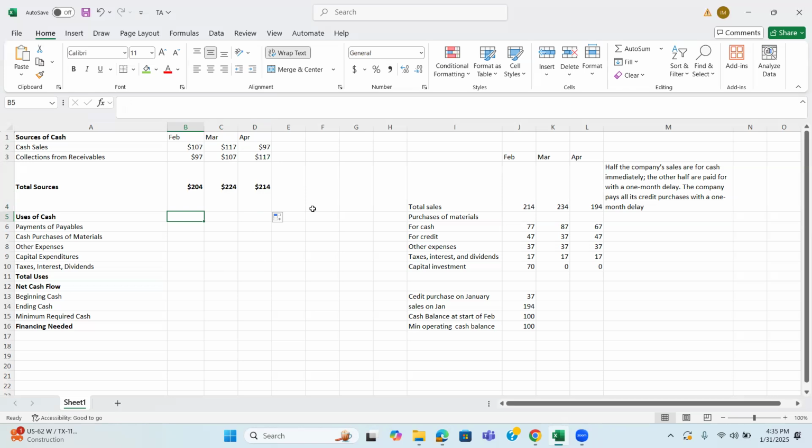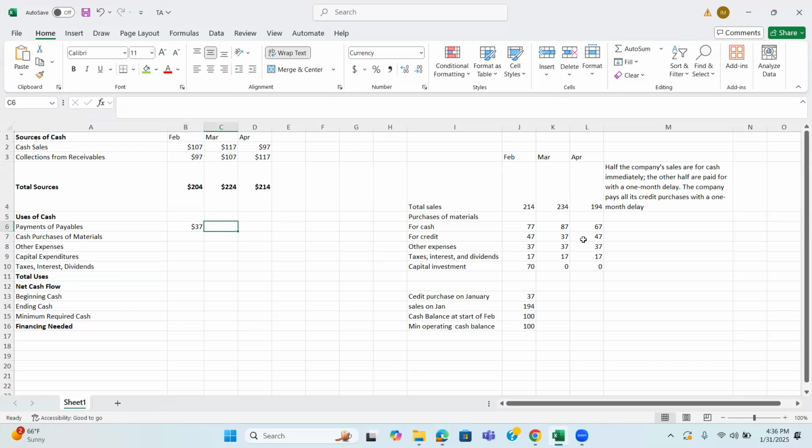All right. Now let's move to the uses of cash. For the month of February, here is some information given to you. The payments of payables are 37, because this is the credit purchase from January. So in the month of January, we have 37, right? We bought it on credit in January, so the expense should be in the month of February.